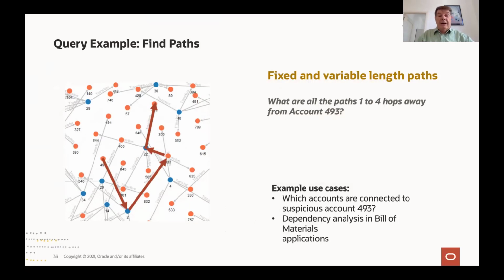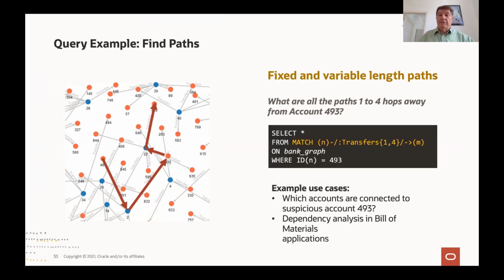Now we could actually write that as a series of single hops, A to B, B to C, B to D, etc. But that can become tedious. Plus you want to have it 1, but also 1, 2, 1, 2, 3, 1. That will be a tedious query to write, except if you write it this way. So here we say find all the cases where money has been transferred from account 493 to any other account by 1 hop or 2 hops or 3 hops or 4 hops. So 1 up to 4 hops.